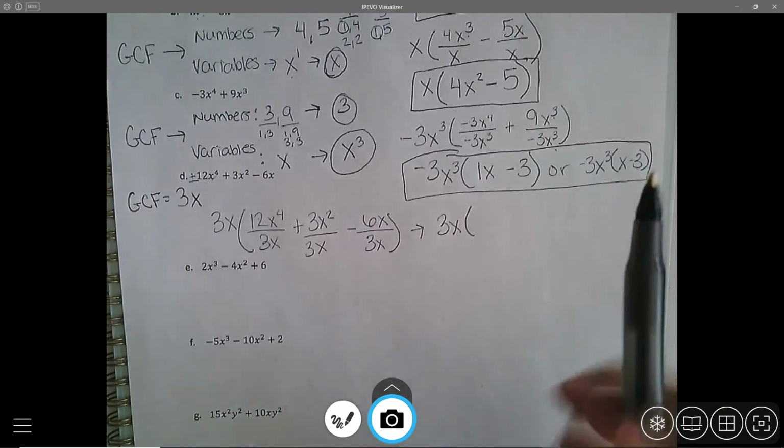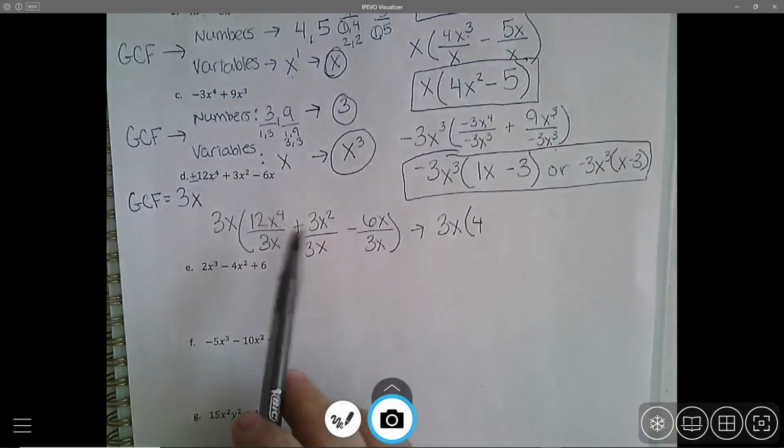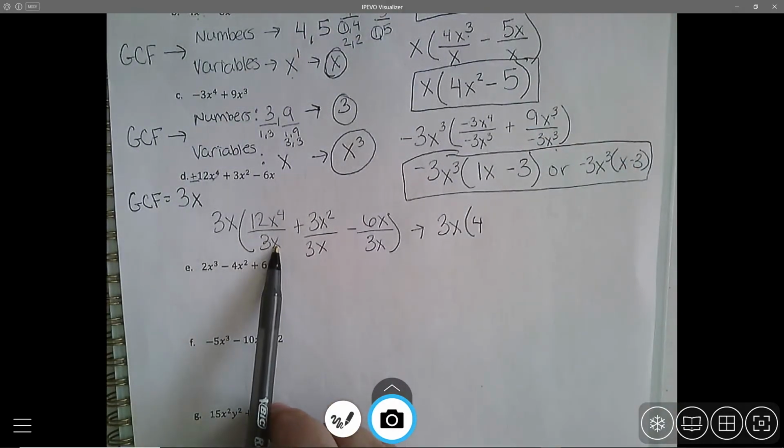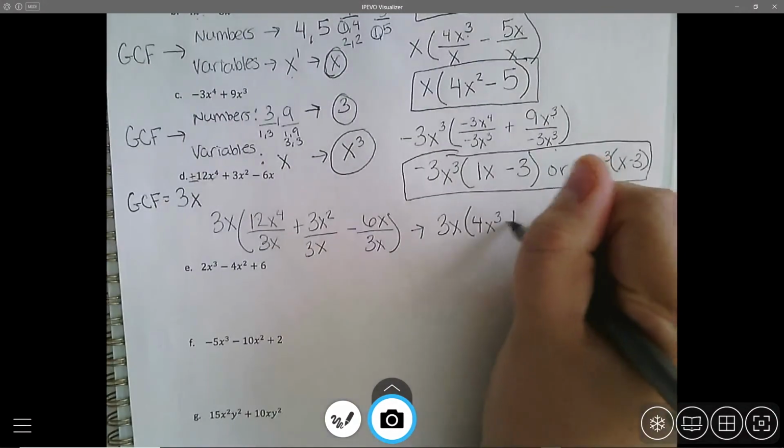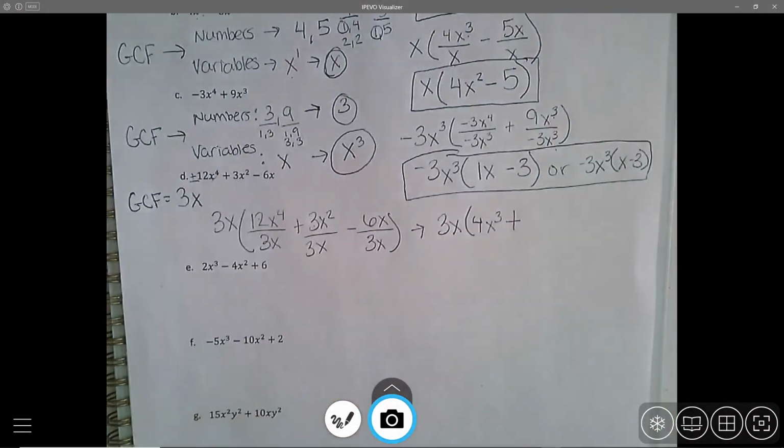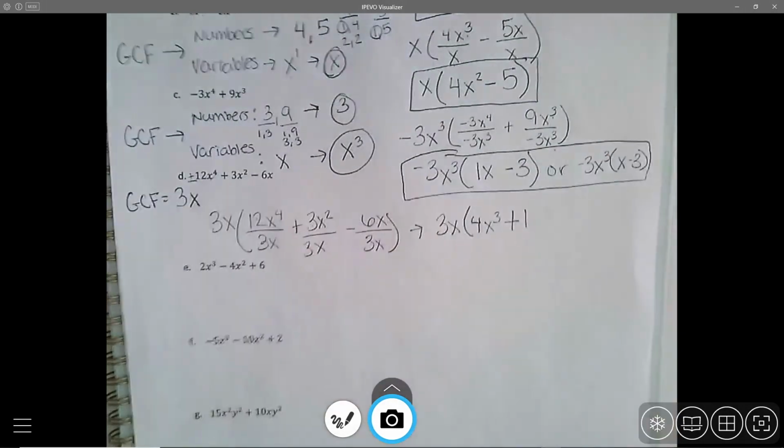So 12 divided by 3 is 4. You had 4 x's, you took away 1, so you have 3 left. 3 divided by 3 is 1. Now, I can either write the 1 or I don't have to. I'm going to write the 1 for right now, then I'll rewrite it.